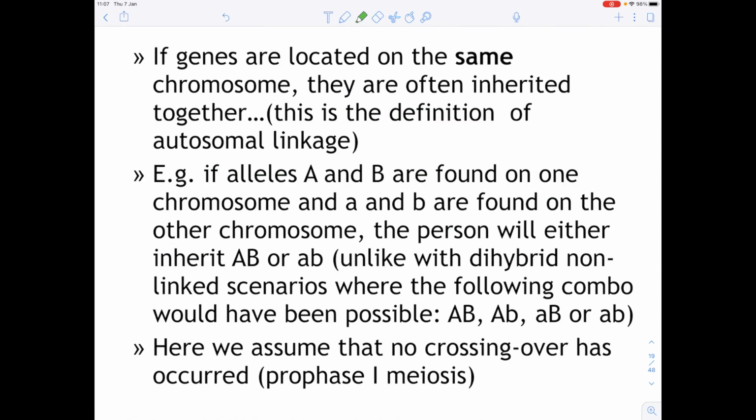So if genes are located on the same chromosome, they are often inherited together. And if you're asked to provide a definition of autosomal linkage, that is indeed the definition you should provide. So for example, if the alleles capital A, capital B are found on one chromosome and lowercase a and lowercase b alleles are found on the other chromosome, the person will either inherit capital A, capital B or lowercase a, lowercase b. Whereas do you remember when we looked at the dihybrid cross, it was possible to have these four different combinations of gametes. And notice that we're assuming that no crossing over has occurred during prophase 1 of meiosis, which remember is when portions of those chromosomes swap places to increase genetic variation.